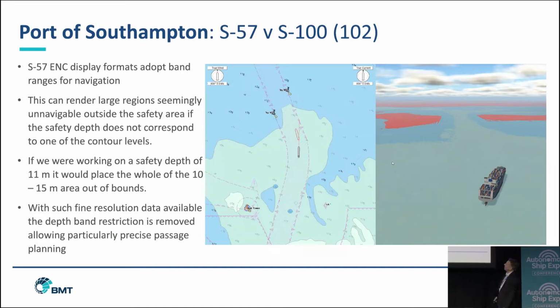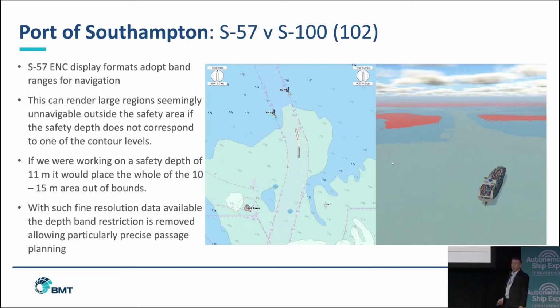Essentially the S57 display formats adopt band ranges for navigation. This can render large regions seemingly unnavigable outside the safety area if the safety depth does not correspond to one of the contour levels. So if we're looking, for example, at a safety depth of 11 meters, it would render the whole 10 to 15 meter band out of bounds. But with such fine resolution, you're picking up things like small wrecks that are just not visible on the S57 chart, and with that band removed, it allows much more precise passage planning particularly.